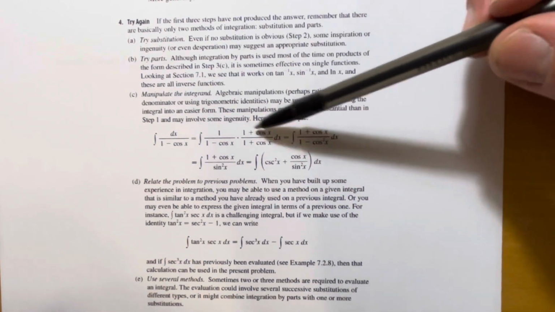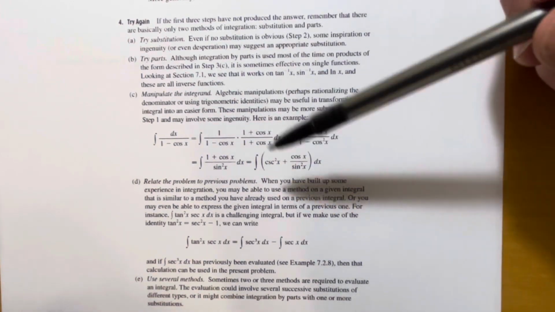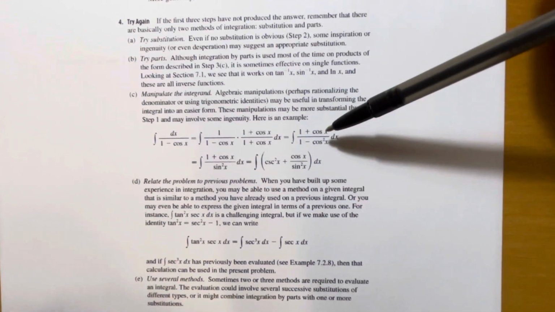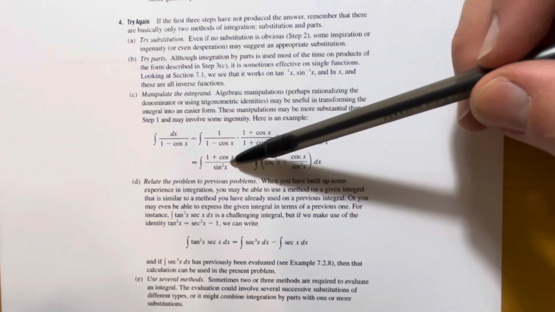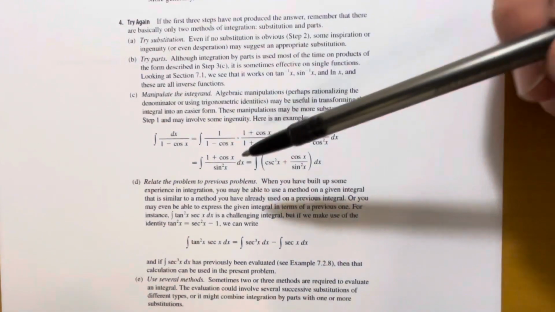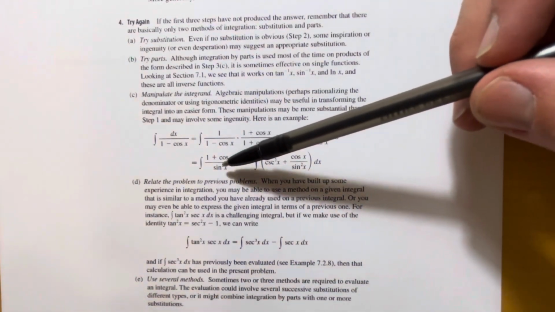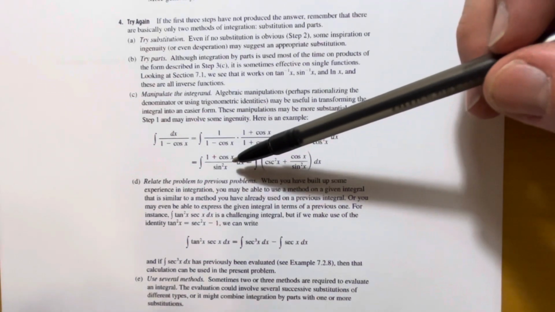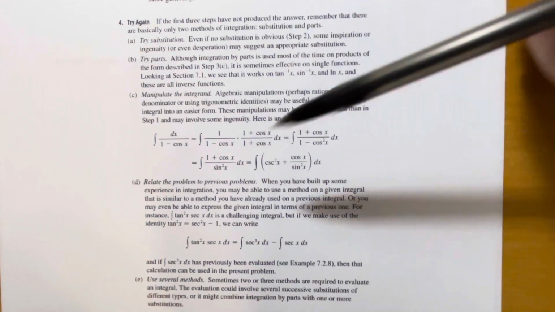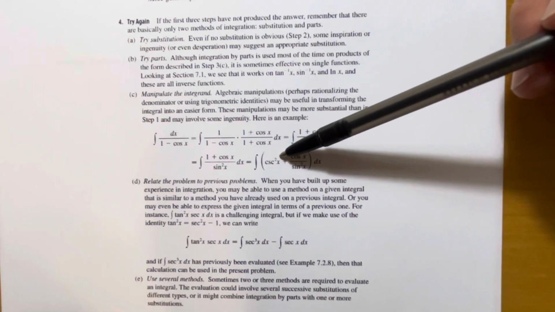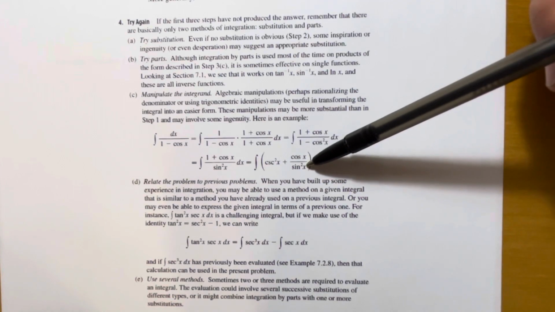Okay, my new numerator becomes 1 plus cosine of x, not cosine squared, sorry. So my integrand now looks more complicated than it did here, but I can manipulate this a little bit more to put it in a form that's ready to be integrated. So if I split this up, I can rewrite it as cosecant squared of x plus cosine of x over sine of x.